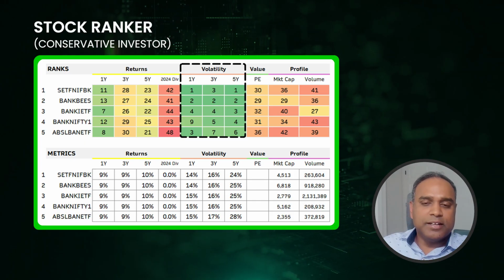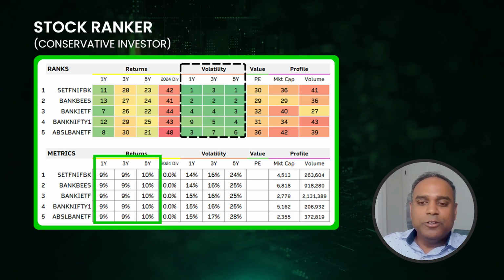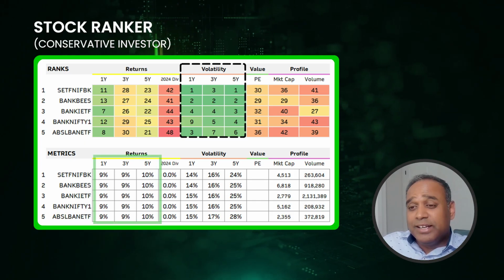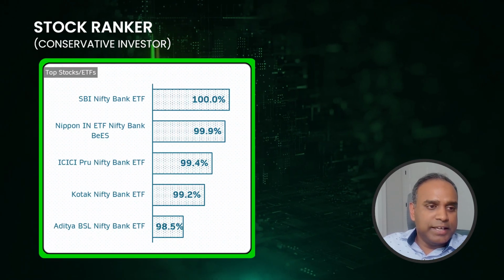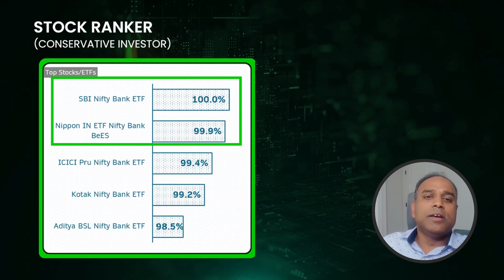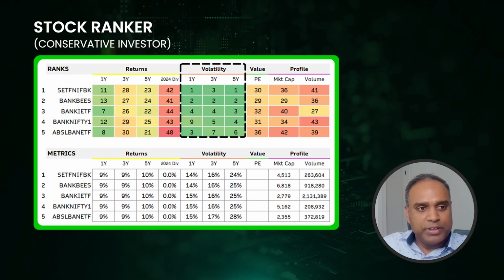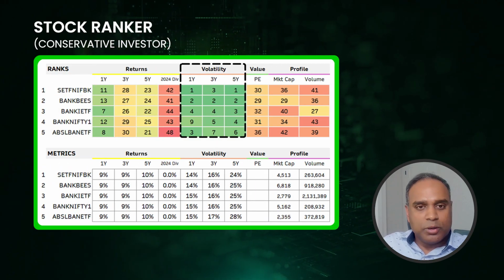Now, all the metrics are there at the bottom. You're going to get about 9 to 10% return with the least risk if you're using these ETFs. And once again, the top 2 ETFs are very close in terms of all the metrics, so they end up appearing at the top 2.